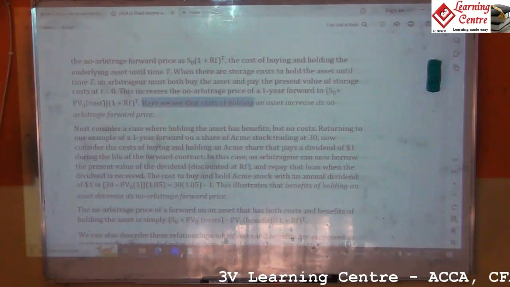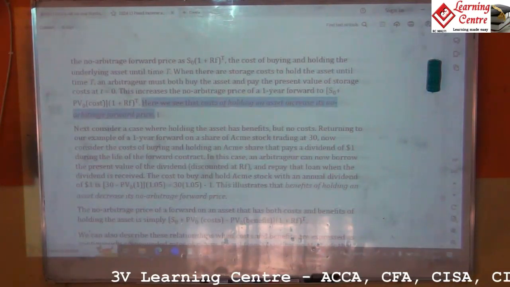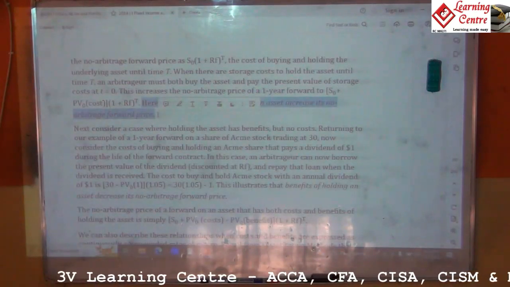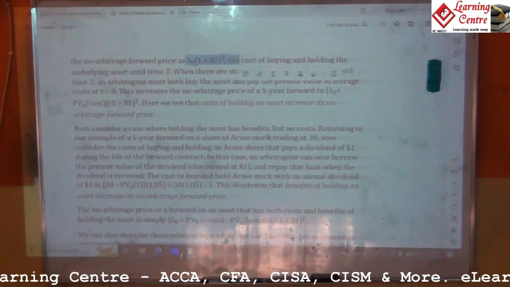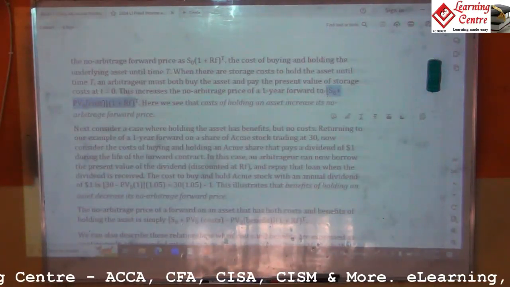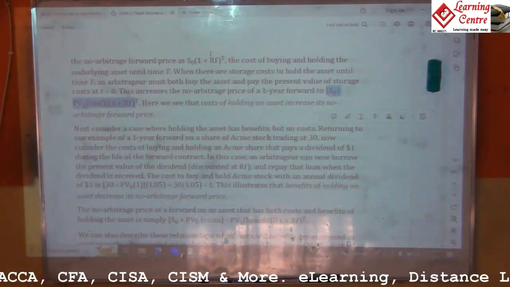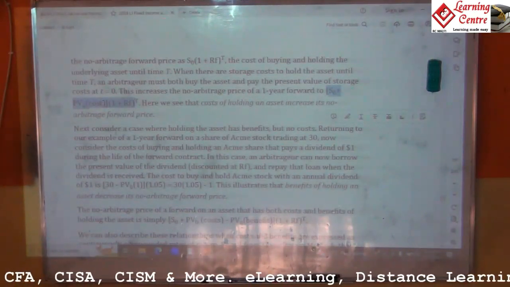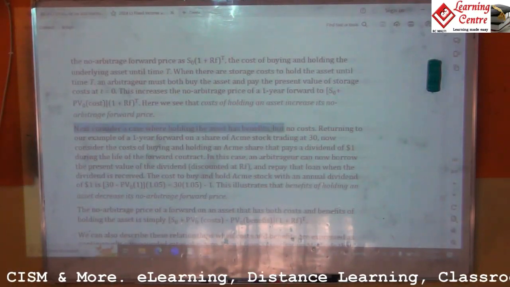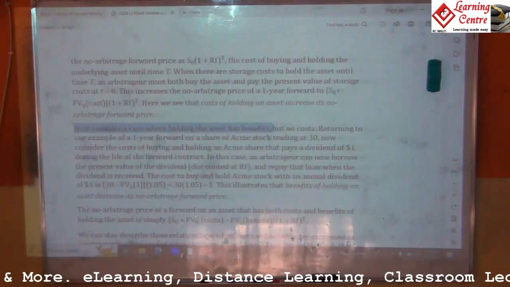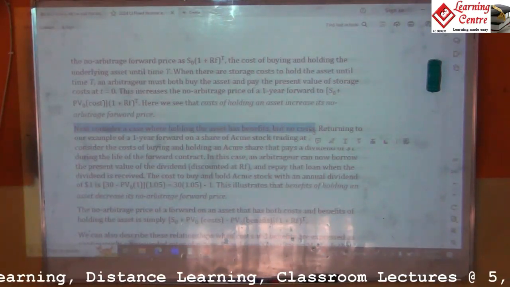Hence, we see that the cost of holding an asset increases the no-arbitrage forward price. So that is the cost at which I'm holding an asset. Of course, mathematically, if you look at this formula and this formula, this one will be higher, because you have added something to it. So let's see an example. Consider a case where holding an asset has benefit but not cost. If it has benefits, are we adding or deducting? We are deducting for benefits.